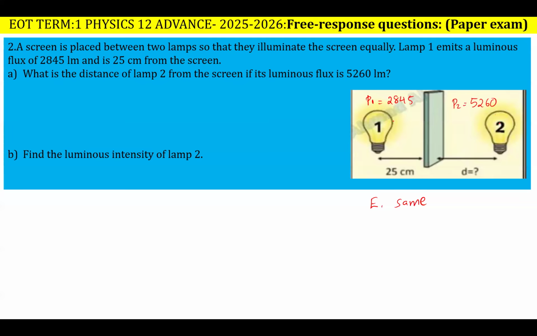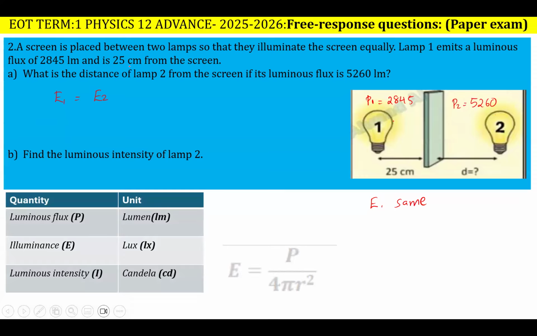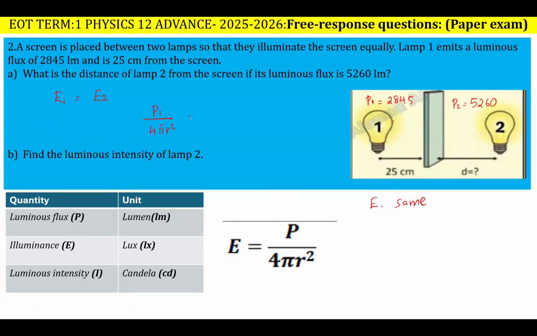And these two luminous sources produce the same illuminance at the screen. So we can say that the illuminance produced by the first source E1 must be equal to the illuminance produced by the second source. Now we know the equation for illuminance. It is P divided by 4 pi R square. So I can write, for the first one, P1 divided by 4 pi R square equals P2 divided by 4 pi R square, because I am equating the illuminance. So first one is P1. First one's distance, I will take it as R1. Second one's distance of the source from the screen will be taken as R2.